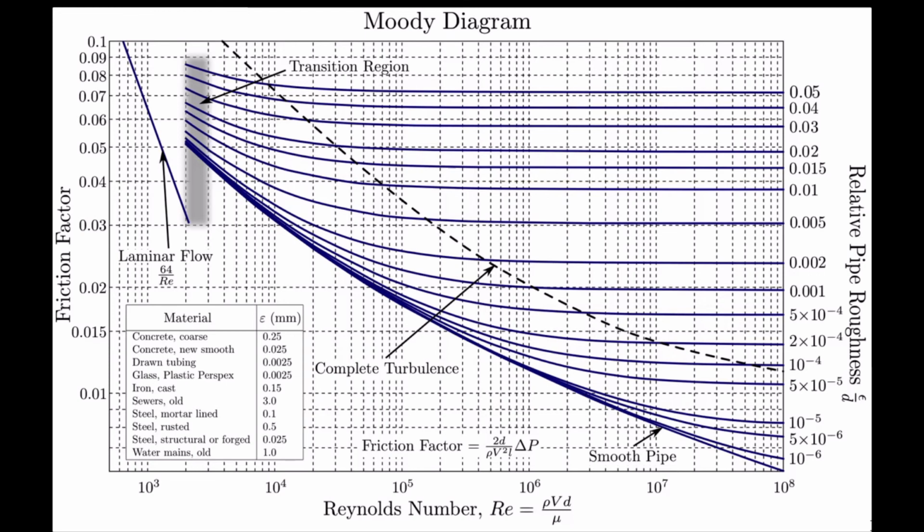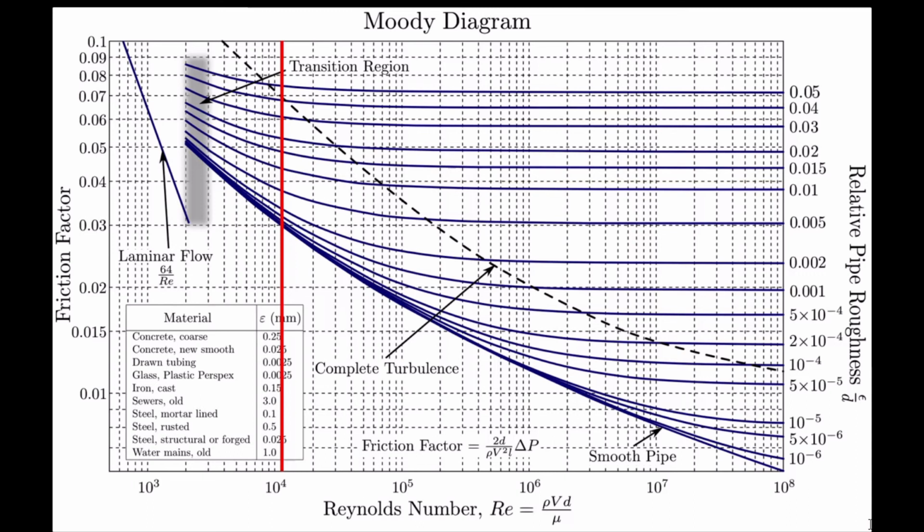So the first step is to find the Reynolds number on the x-axis, which is 11,000 for our flow, and draw a vertical line straight up from the Reynolds number. We can now see that our Reynolds number line is crossing a load of these blue lines, and each one of these blue lines represents a different pipe with a different pipe roughness. So what we need to do is find out which one of these blue lines corresponds to our pipe.